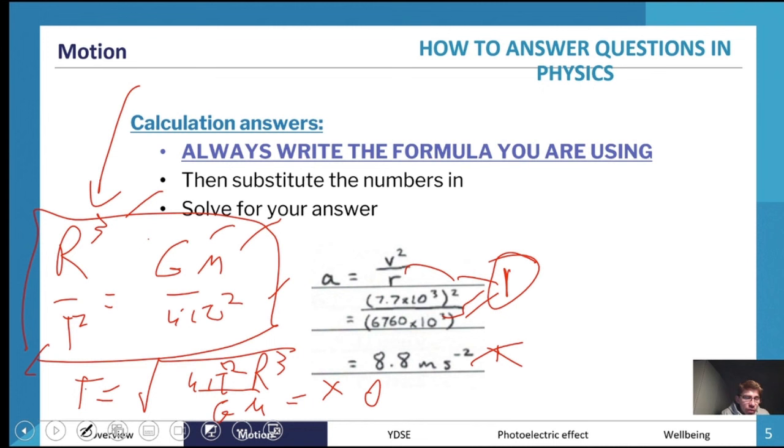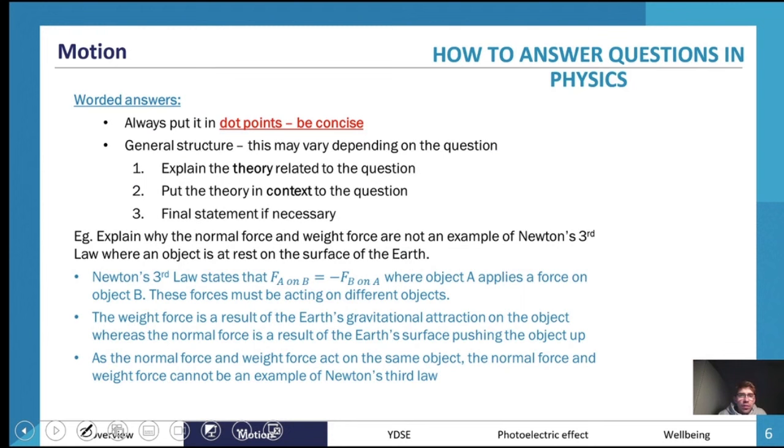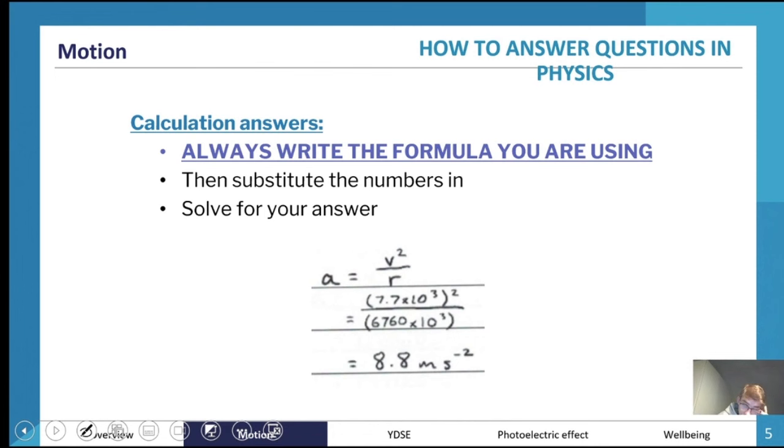Then you will get at least half the marks. It's guaranteed that you're going to get at least half the marks. If you make a mistake in rearrangement, that's a different problem. That shows that you can't rearrange, you can't make period the subject. But that doesn't mean they should be penalizing you, despite you using the correct formula.